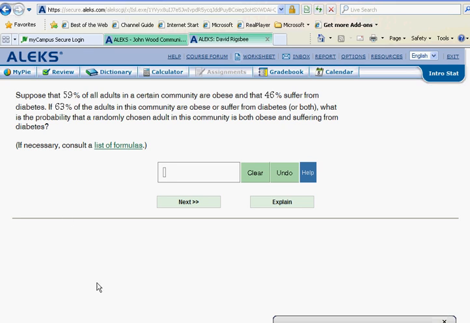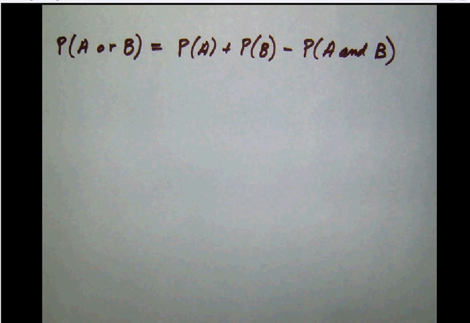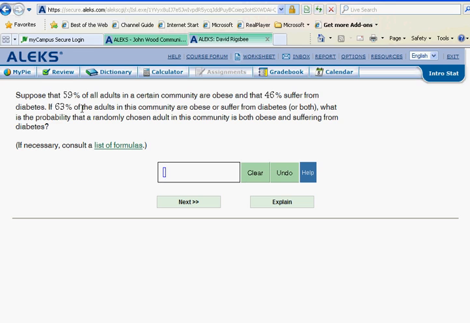Well, once again, if we take a look back at our formula for this, we will notice that we're going to use the same formula as before, but they're giving us this answer. They're giving us the probability of A or B. Let's look back at that and see that that's true. Notice that in the second sentence, 63% of the adults in this community are obese or, right there it is, or suffer from diabetes or both. So the probability of A or B is given to us, and that is 0.63.